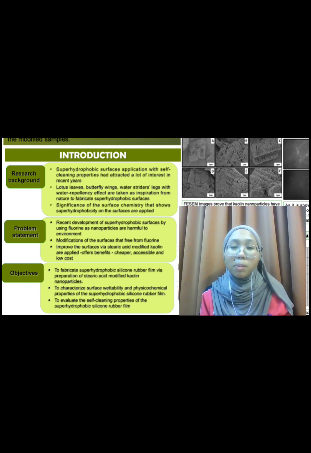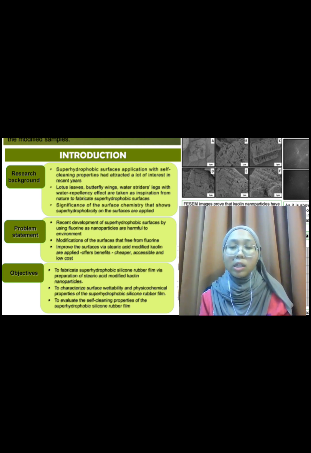In addition, the problem statement of my project is that the use of fluorine-based materials in the manufacture of superhydrophobic surfaces has been widely developed for self-cleaning and anti-fouling properties. Roughness of the surface combined with fluorine as nanoparticles that have lower surface energy are crucial parameters to form a superhydrophobic surface. However, fluorine is known to be harmful to the environment and human health, especially when it is released to the atmosphere. Therefore, this research has been done to improve and modify the superhydrophobic surface to make it free from fluorine and environmentally friendly.